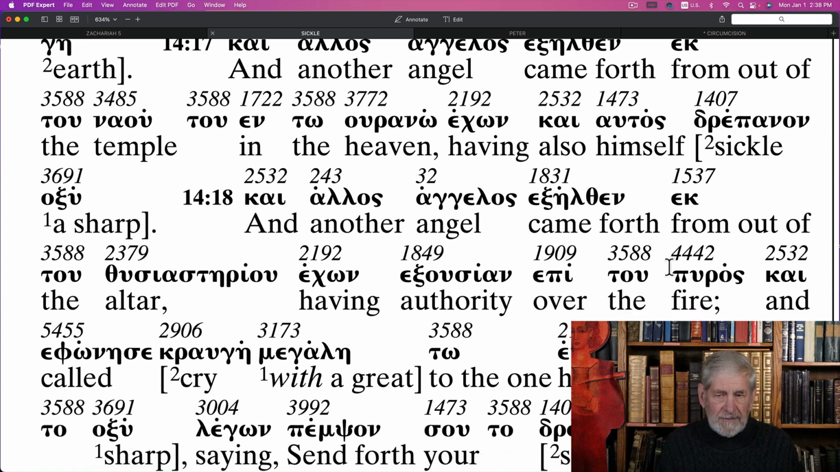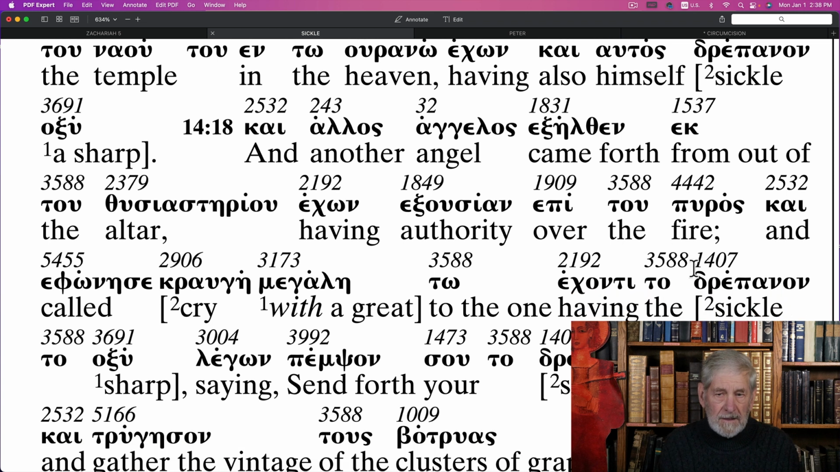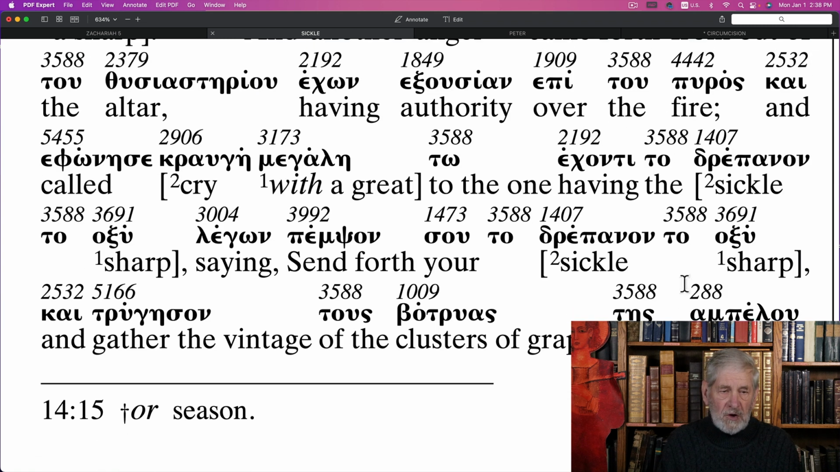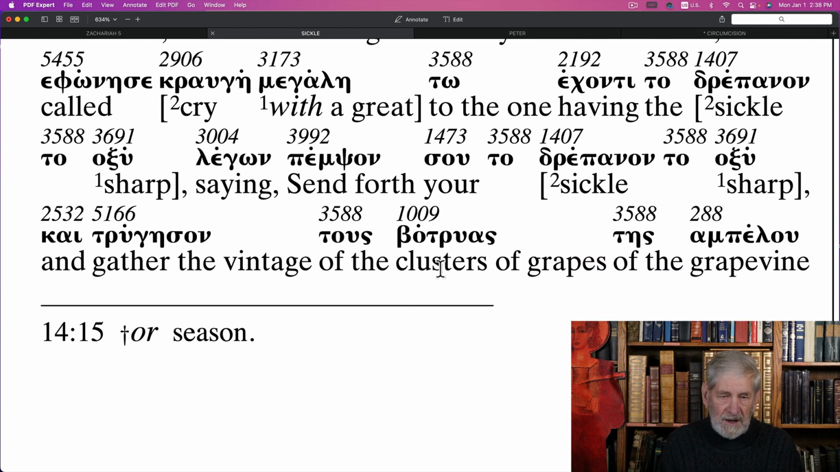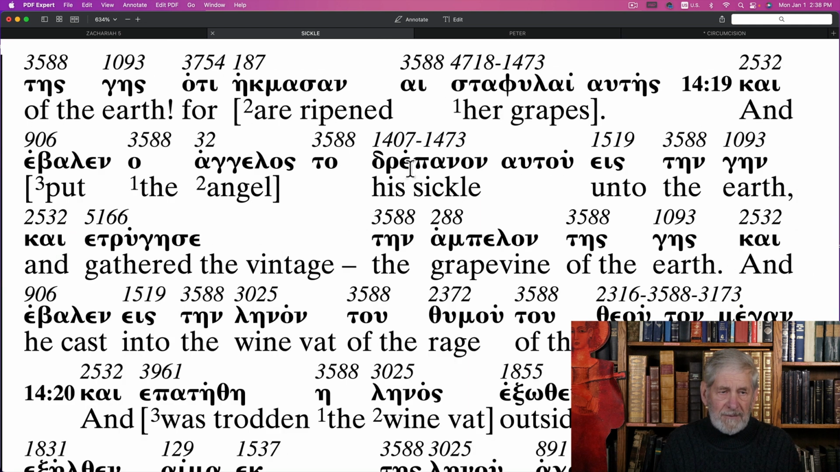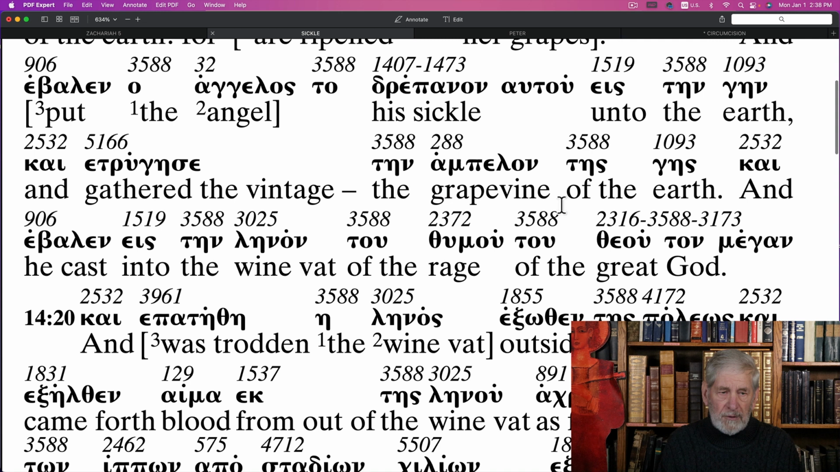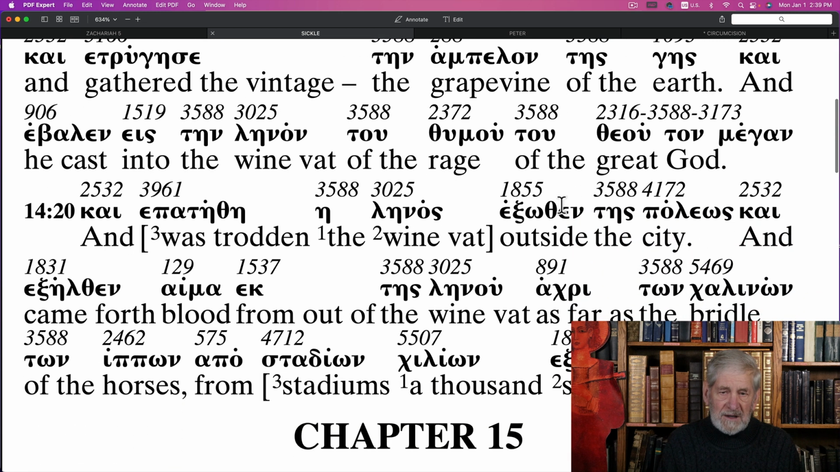"And another angel came forth from out of the altar, having authority over the fire, and called with a great cry to the one having the sharp sickle," and this would be probably the second one. "Send forth your sharp sickle, and gather the vintage of the clusters of the grapevine of the earth, for her grapes are ripened." And the angel put his sickle unto the earth, and gathered the vintage, the grapevine of the earth, and he cast into the wine vat of the rage of the great God.